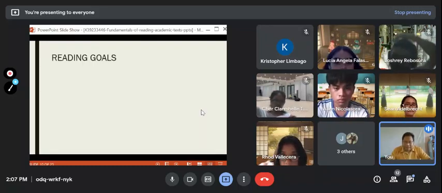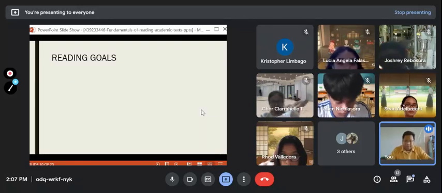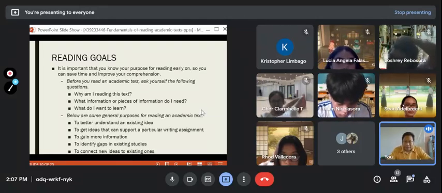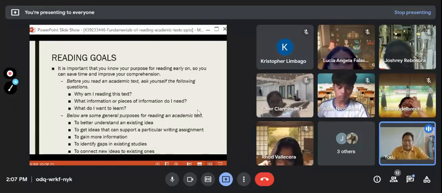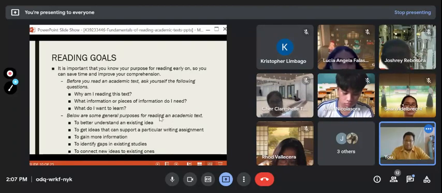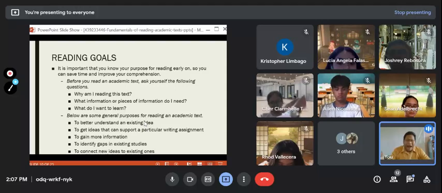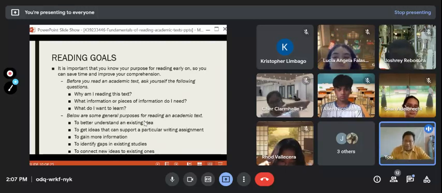When people meet academic texts, they have reading goals. It is important, of course, that you should know your purpose for reading early on so you can have time and improve your comprehension. It's important that before doing some form of reading, you should know what drives you to read, especially when it comes to academic texts. So be guided by these questions. Before you read an academic text, ask yourself the following questions.